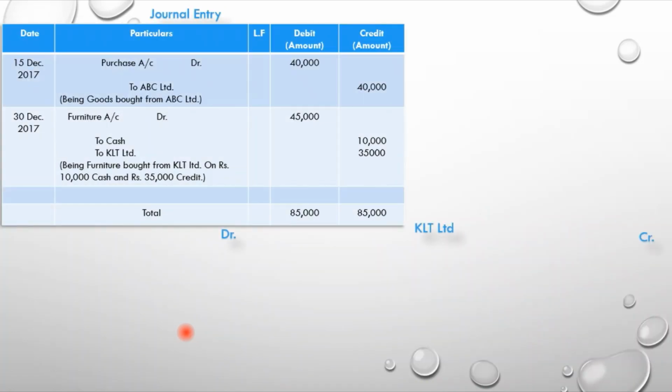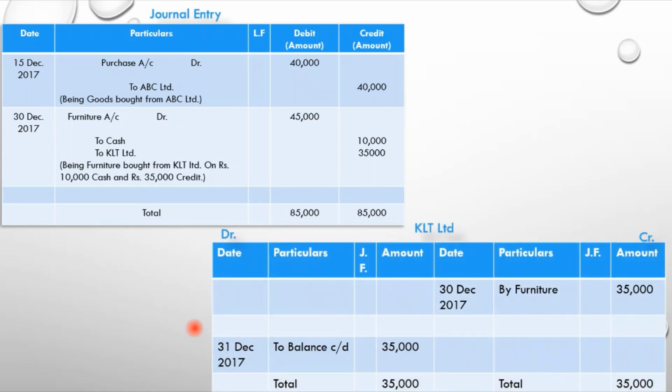And in the same way for KLT Limited, because KLT Limited is 35,000, so here we have put furniture amount by 35,000, and this is a separate book of KLT. So KLT is a liability, and we will pay for furniture 35,000 only, and the balance will be closed by balance CD 35,000. Your balance will be matched in the ledger.